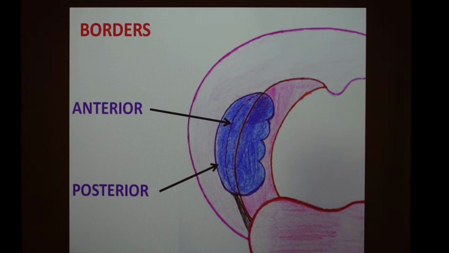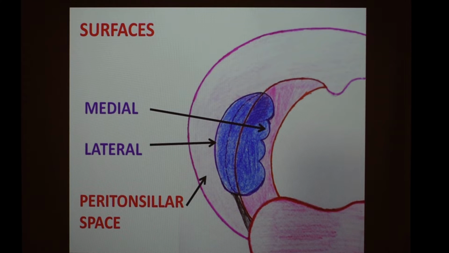Coming to the borders, it will not be clearly seen, but the border which is lying beneath the anterior pillar or the palatoglossal fold is called the anterior border, and the one which is lying towards the palatopharyngeal arch will be called the posterior border. Surface is the medial surface which is facing towards the oral cavity, which catches the organisms from the food which is passing through the oropharynx, and the lateral surface which is facing towards the lateral side and will be related to various spaces, muscles and other structures.